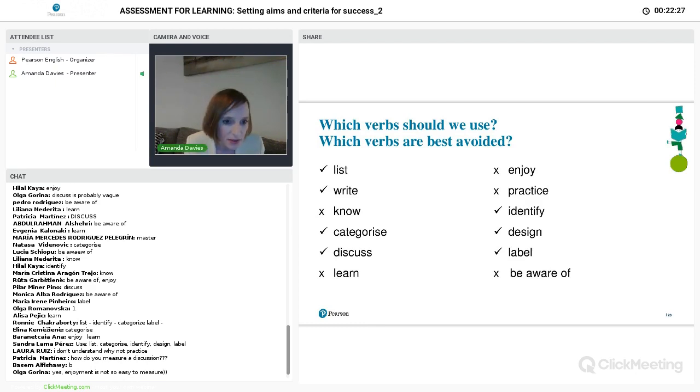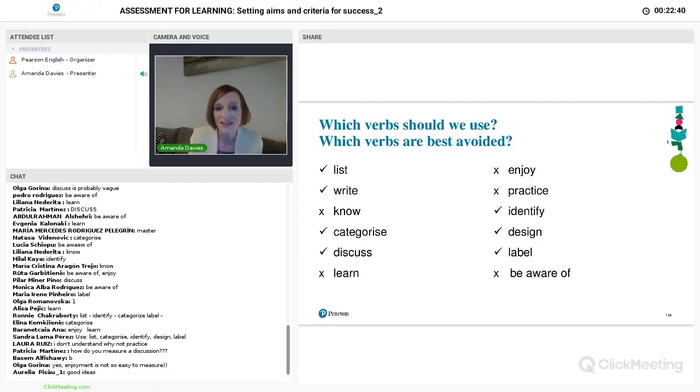I'm not sure if I missed any questions there. How do you measure a discussion? I think measuring a discussion is through very careful monitoring. And when we move on to talk about success criteria, I'm going to show you how students can reflect on discussions as well.